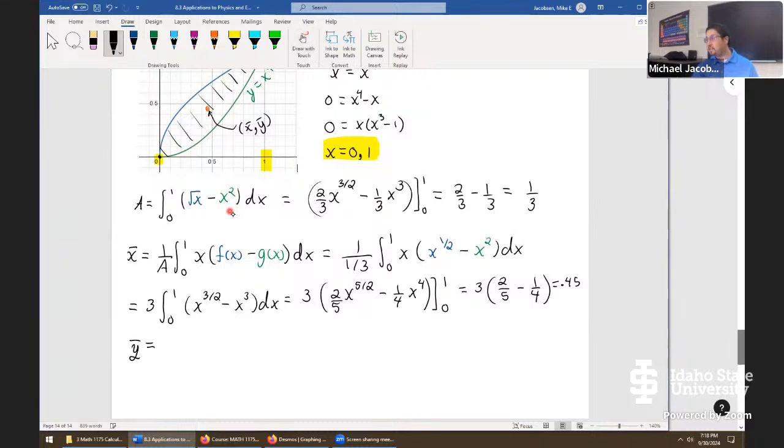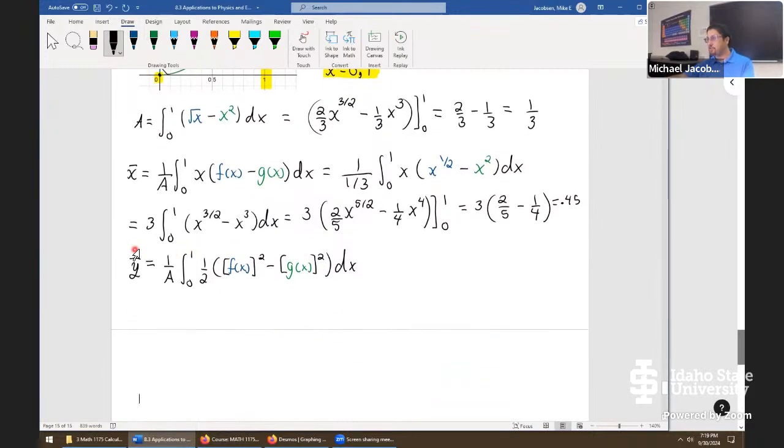So y bar by formula is reciprocal of area, integrate from 0 to 1 of 1/2 of, and here's the formula for y bar. If it was one function, it would just be that function squared. But for two functions, we have to put in f of x squared minus g of x squared as well, dx. So that's our formula for doing y bar, second coordinate of the centroid.